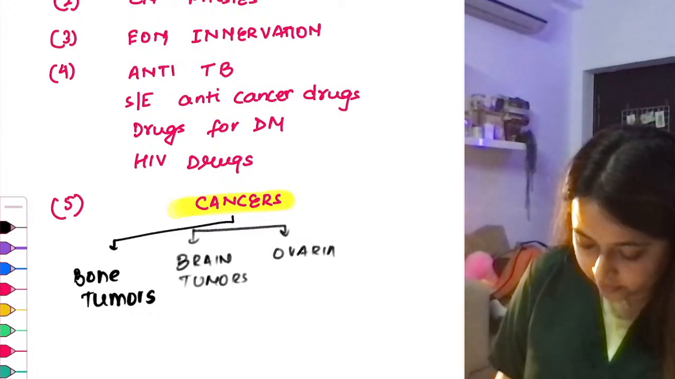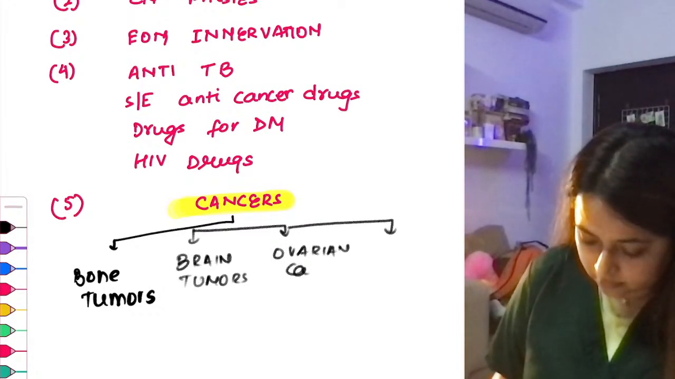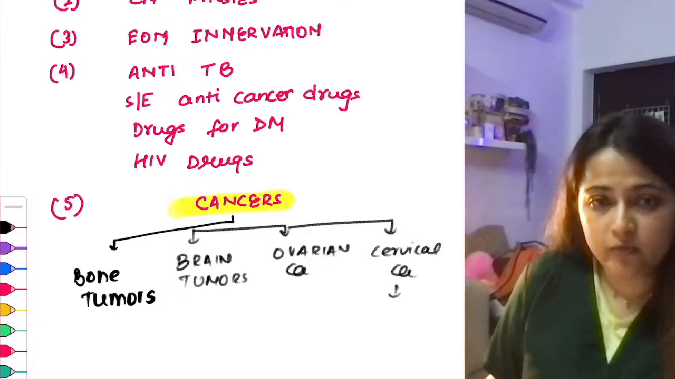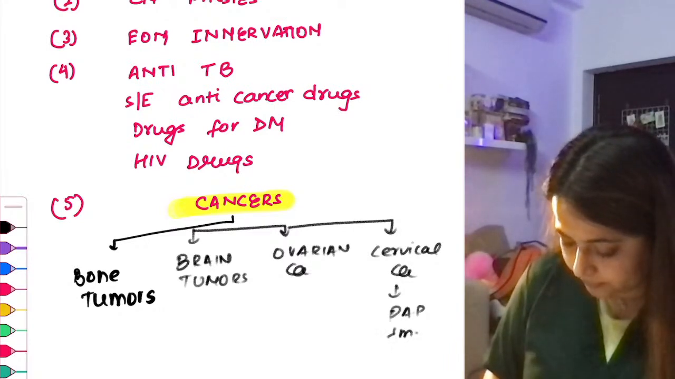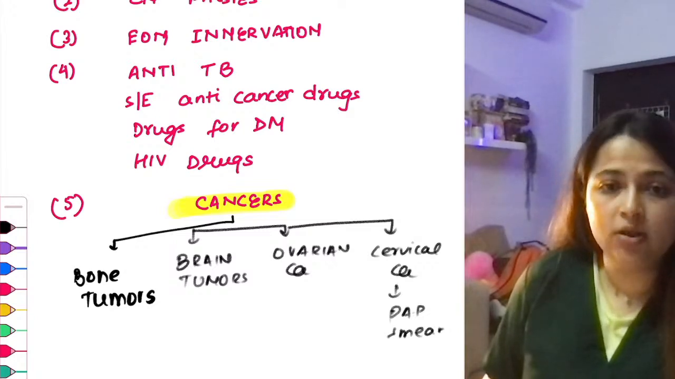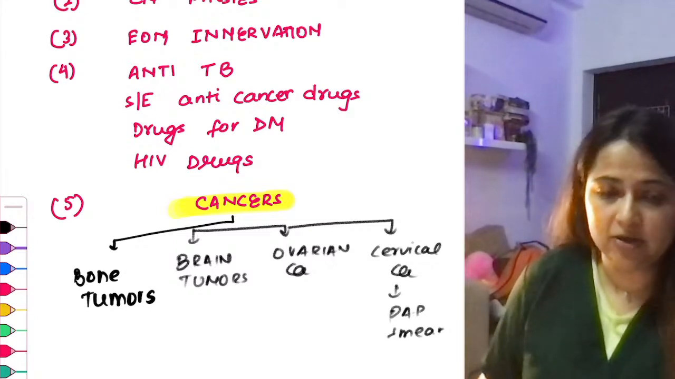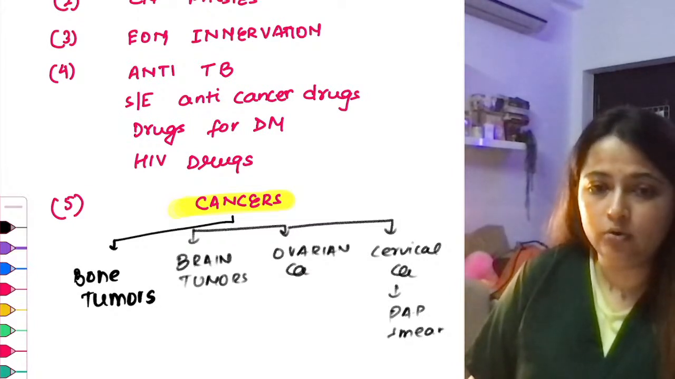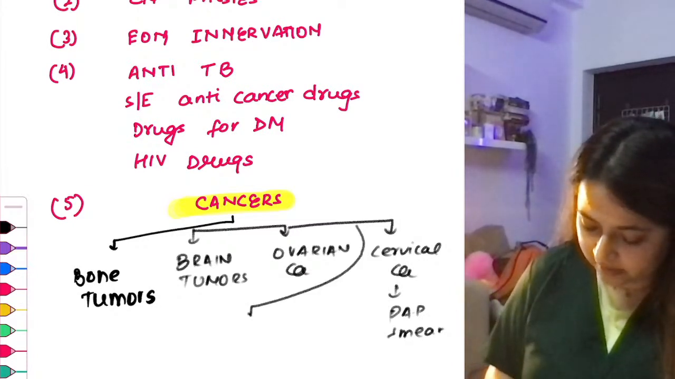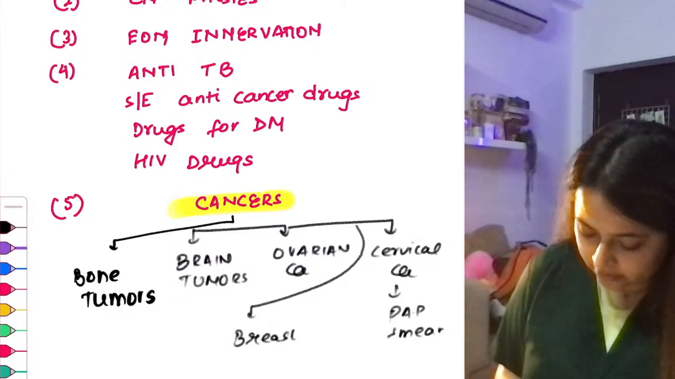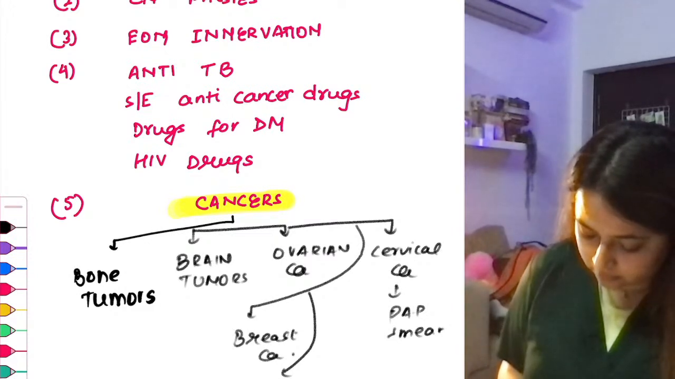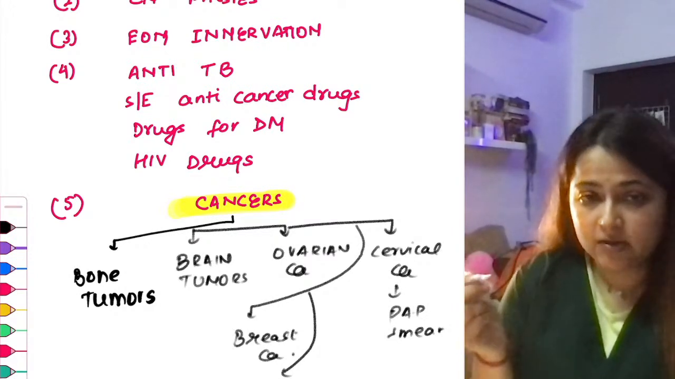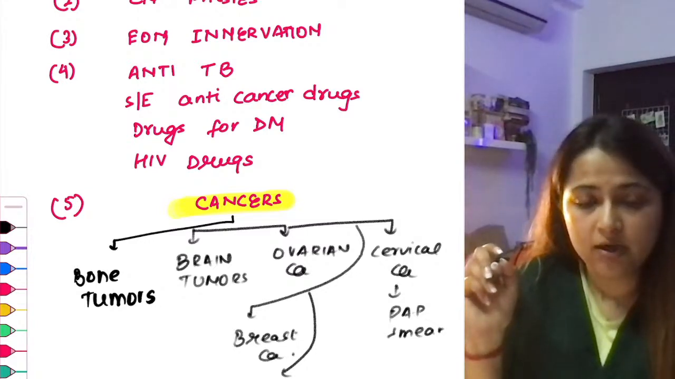Ovarian cancers, very high yield. Cervical cancer. For cervical cancer, guys, you should also focus on the screening, that is pap smear. Very important. You should know the procedure, the instruments that you use for pap smear, and how to interpret the result. Then breast cancer, different varieties of breast cancer. You should also include here mammography and USG, because I have seen that this point is asked repeatedly.